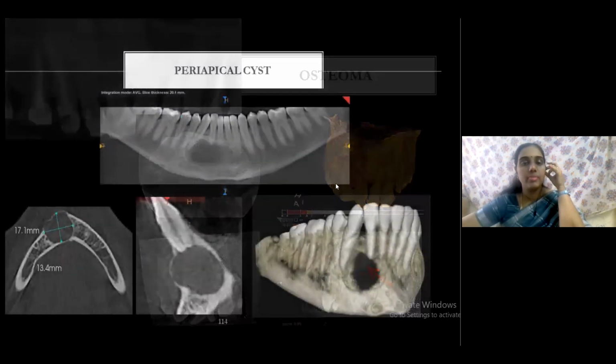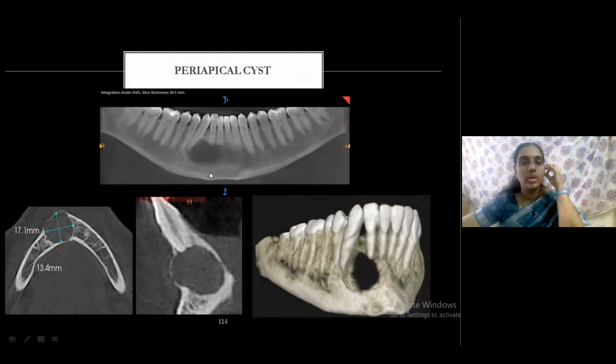This is a case of periapical cyst where, with the help of the 2D radiograph, you will be able to make out that there is a lesion, but definitely this amount of root resorption, which is seen in this cross section, I'm not able to make out any root resorption here. Maybe it is present, but it is superimposed. But in case of 3D and the cross sections, you'll be able to make out the root resorption and the expansion of the lesion.